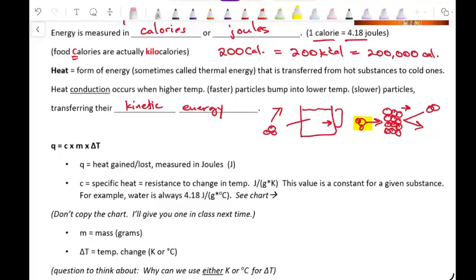And eventually, if I leave this hot coffee mug out on the table in the room, it will reach equilibrium, meaning it will be the same temperature as the rest of the room, right? It'll cool down to room temperature. That's the natural direction of flow. It always works that way. Heat flows from high temperature objects to low temperature objects.